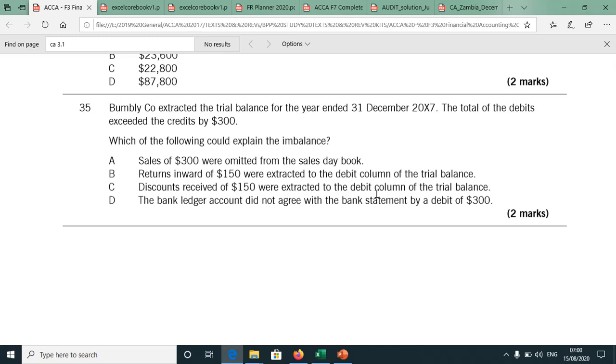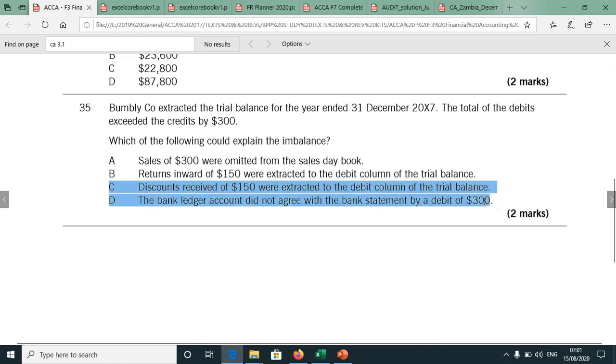That's the correct treatment. Discount received of 150 was extracted to the debit column of the trial balance. That is the wrong treatment. Assuming that the payables was also debited, we shall have a double debit of 150 plus 150, which will give us 300. So that's the answer there. And then the bank ledger account did not agree with the bank statement. Of course, that is out of question. Bank statement does not form part of double entry. I'd like to agree with C that this is the answer here, because we have got a double debit there.